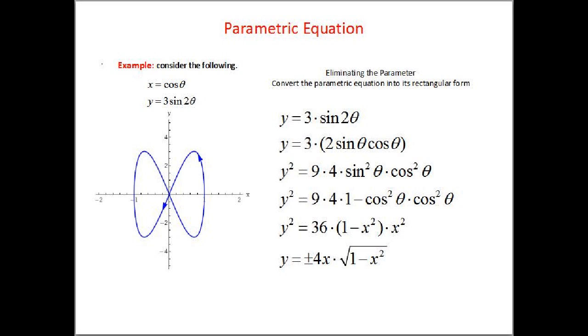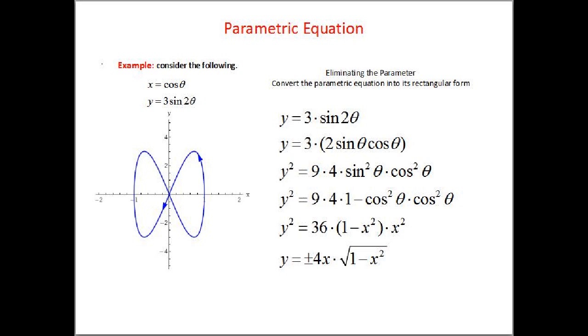We can convert these parametric equations by eliminating the parameter, starting with y. y is equal to 3 sine of 2 theta. Sine of 2 theta is a double angle formula. y is equal to 3 times 2 sine theta cosine theta. By squaring both sides, we get y squared is equal to 9 times 4 times sine squared theta times cosine squared theta. Using the Pythagorean identity, we can replace sine squared theta with 1 minus cosine squared theta, and we get y squared is equal to 9 times 4 times (1 minus cosine squared theta) times cosine squared theta.